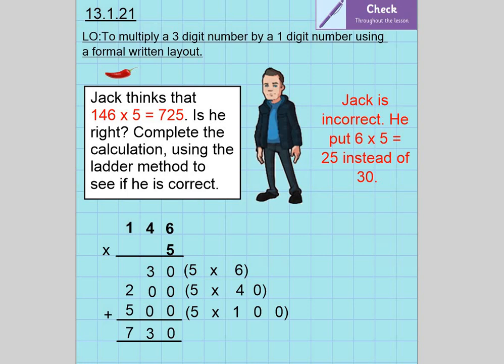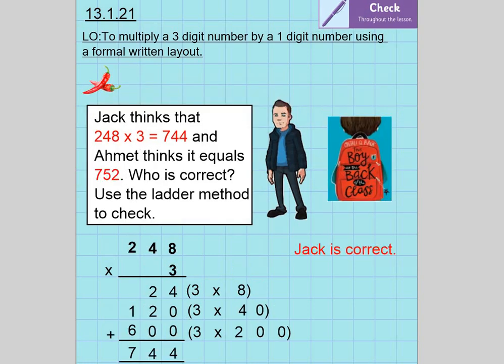This is where you can check your work. So chili 1, Jack is incorrect. He put 6 times 5 equals 25 instead of 30. So you can see from the ladder method underneath there that it actually equals 730, not 725. For chili 2, Jack is correct this time round. You can see that 3 times 8 is 24, and I think that's where Ahmed went wrong. I think he worked out that 3 times 8 was 32. So the answer is 744. Well done.